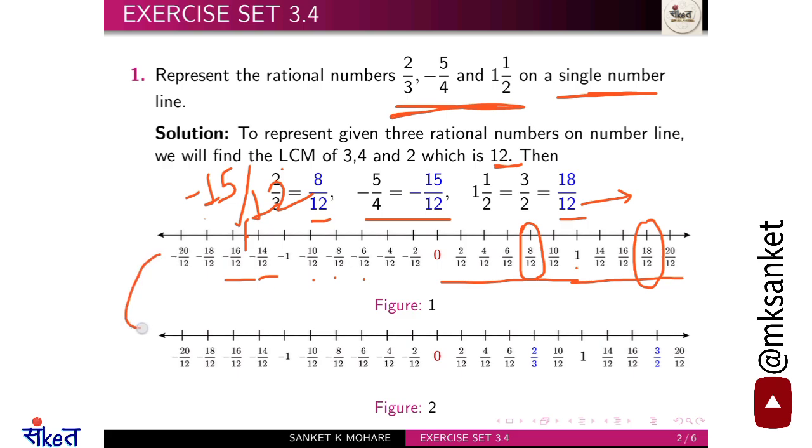Now we can write this number line as this. Here we wrote the actual given numbers. 2 by 3 means 8 by 12, so instead of 8 by 12 I wrote 2 by 3. Instead of 1.5 I wrote 3 by 2, and instead of negative 15 by 12 I wrote negative 5 by 4.